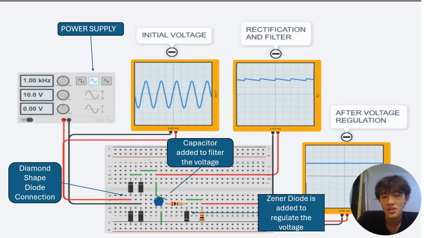The function of the capacitor is to add a filter to the voltage. When the voltage is decreasing, the capacitor, which has been charged, will be used to fill in the decreasing voltage of the waveform. Finally, a Zener diode is also added to regulate the voltage, in order to make the filtered output a really smooth line.